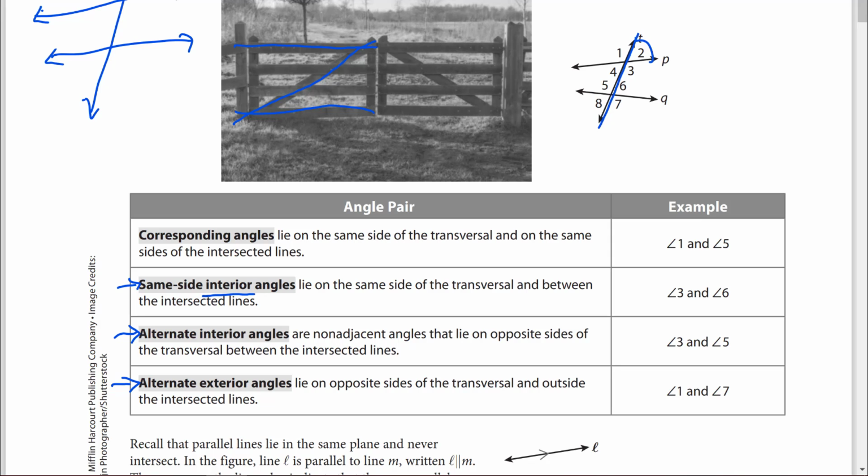The key thing with all four of my angle pair sets is one angle needs to be on the top line, or the first line, and one angle needs to be on the second line. You cannot have both angles in the pair be on the same line. So I couldn't look at angles 1 and 2. Those are not alternate exterior because they're both on line P.